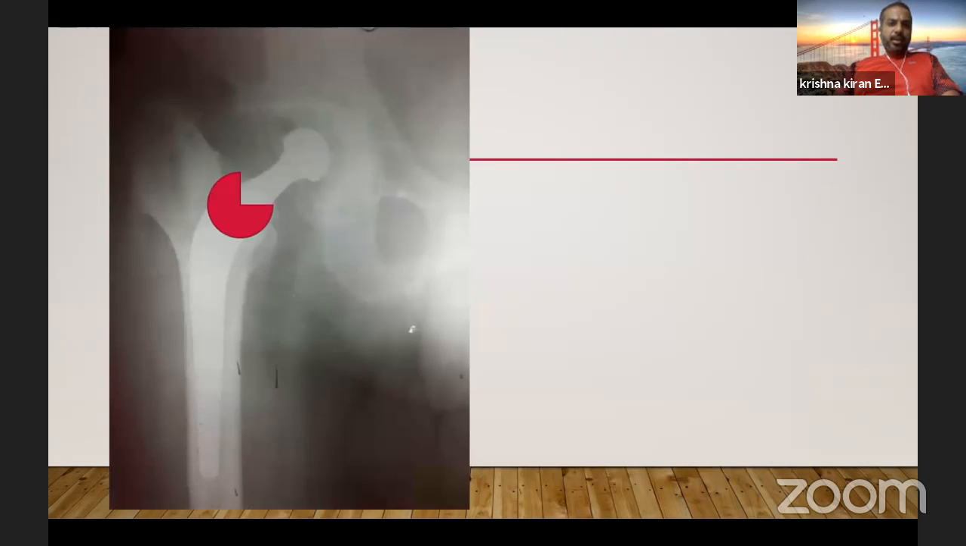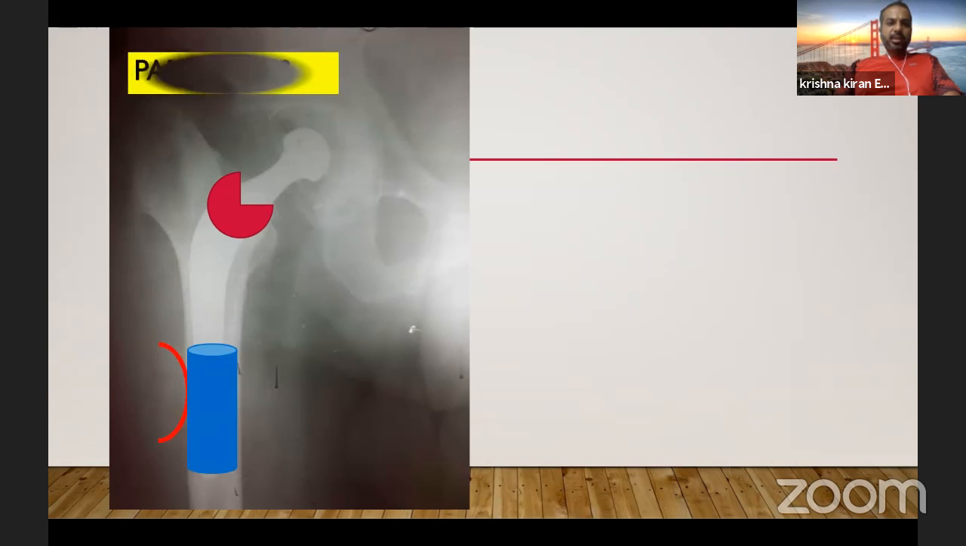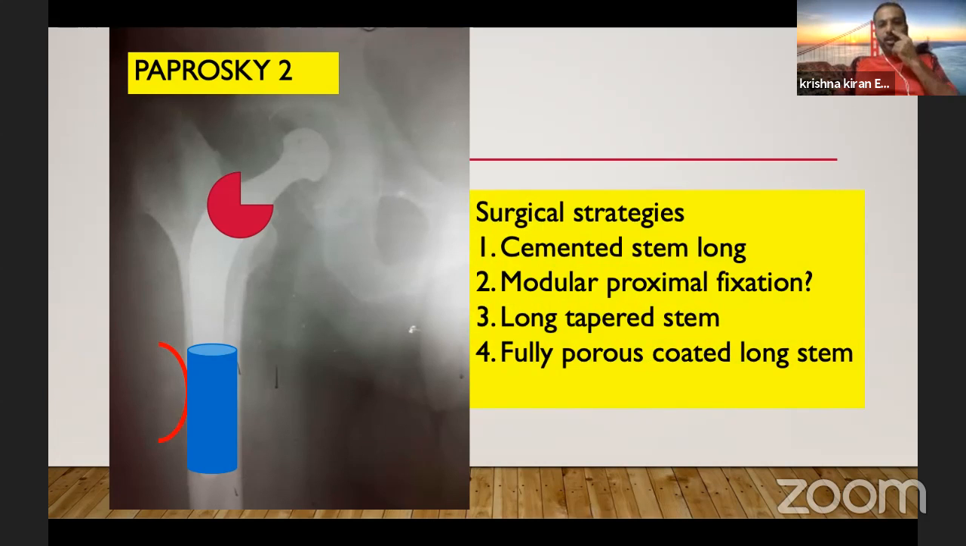Now, another example where you have damaged metaphysis, but the diaphysis is intact. More than 4 centimeter of isthmus is available. It's a Paprosky grade 2. So again, here you have several options. You can do a cemented long stem, which is not our choice. I would not do a cement in cement revision in this case because there has been a subsidence of the stem, which indicates that the cement mantle is defective.